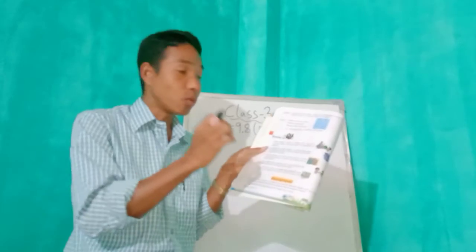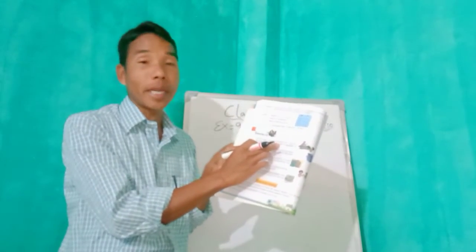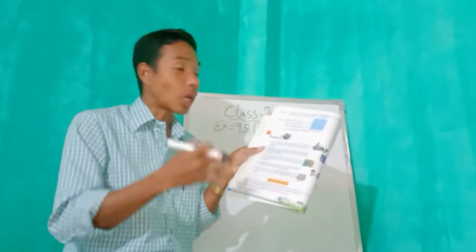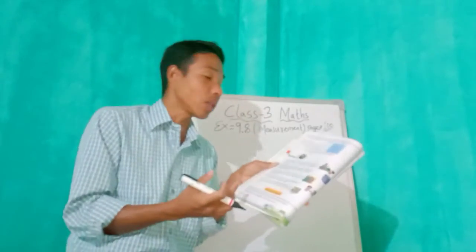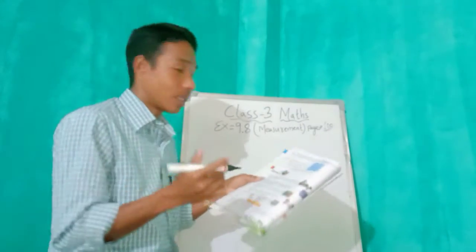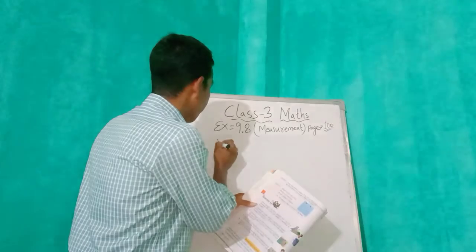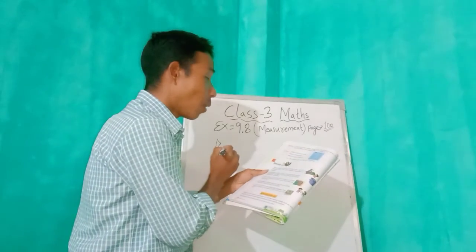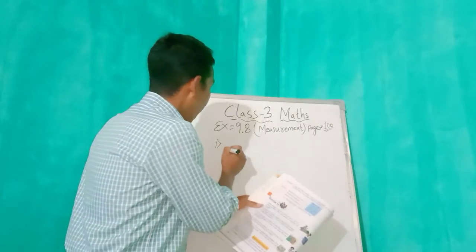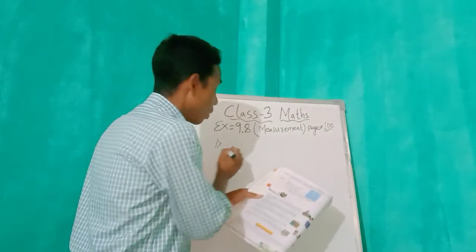So what do we have to do? We have to do addition, because we have to find the total weight of vegetables he bought. Sohan bought from the market. Okay, number 1, Sohan bought how many kg? I am going to write the direct solution.